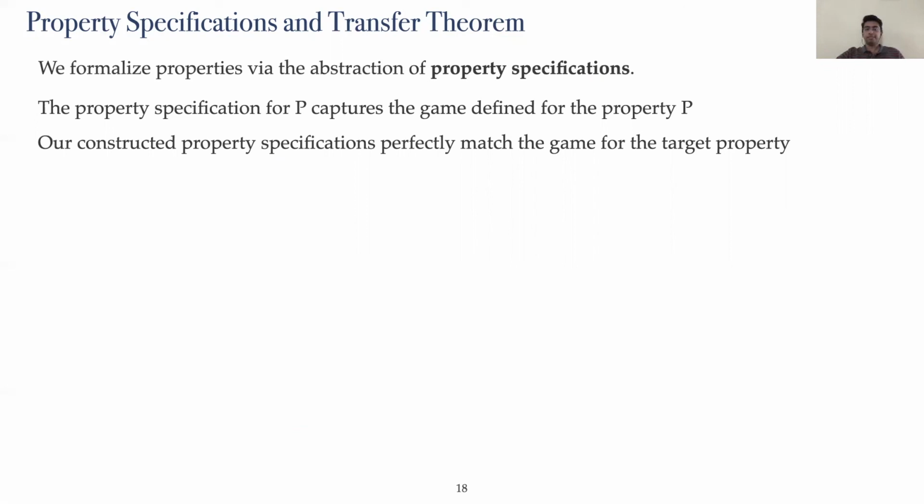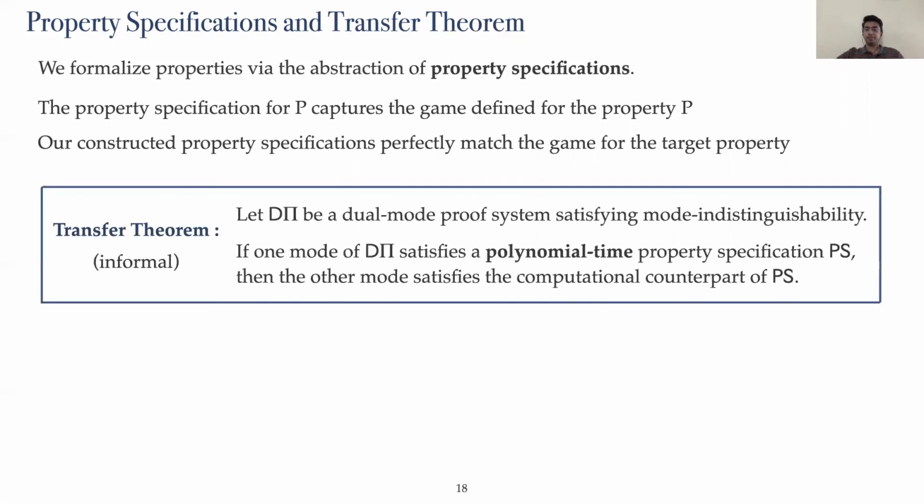The property specification absorbs all of the oracles of the property's game into its single oracle and maintains state in such a way that it can perfectly simulate the property game. As a result, we are able to construct property specifications that perfectly match the behavior of their target property's game. The transfer theorem states that a property specification that runs in polynomial time corresponds to a property that transfers.